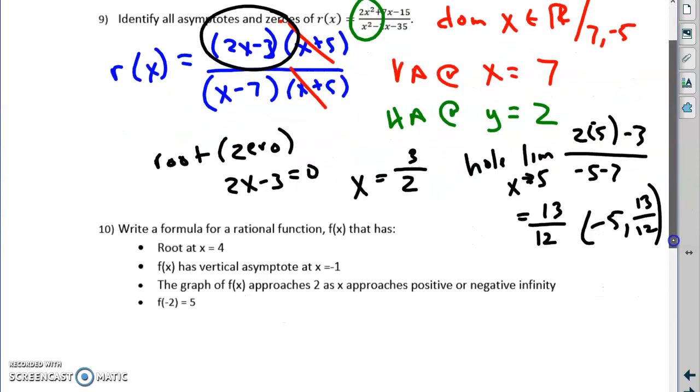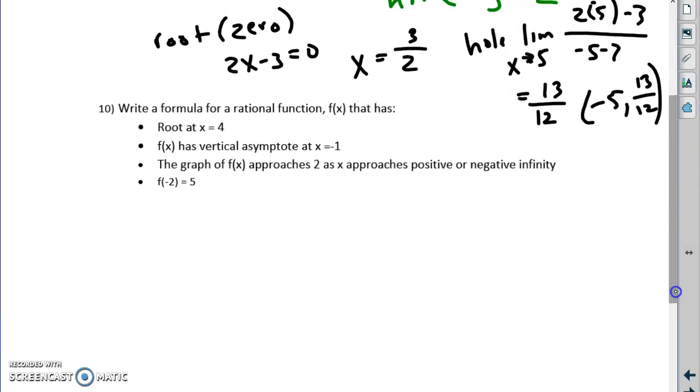All right, we'll pick up for 2 more examples where we got to write a function, and then we'll have to graph a rational function knowing all of its pieces.